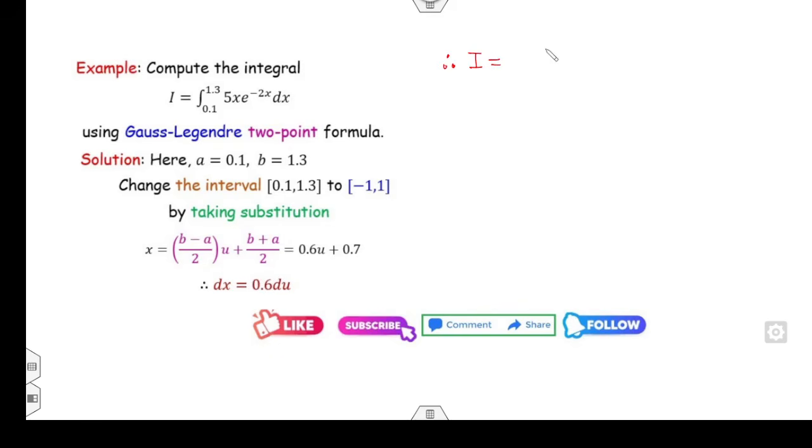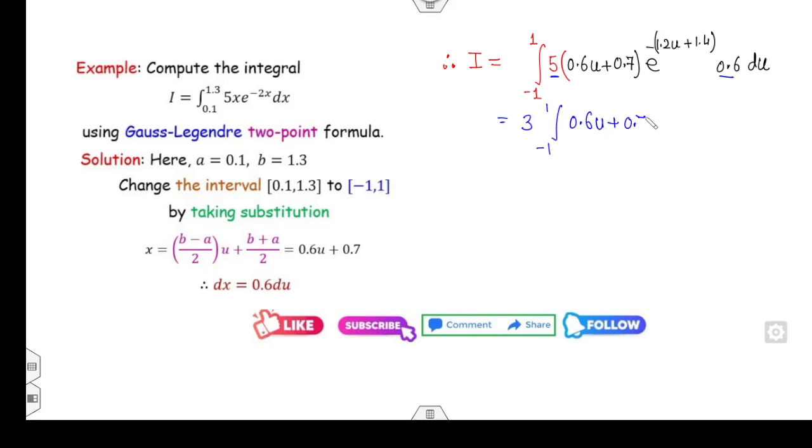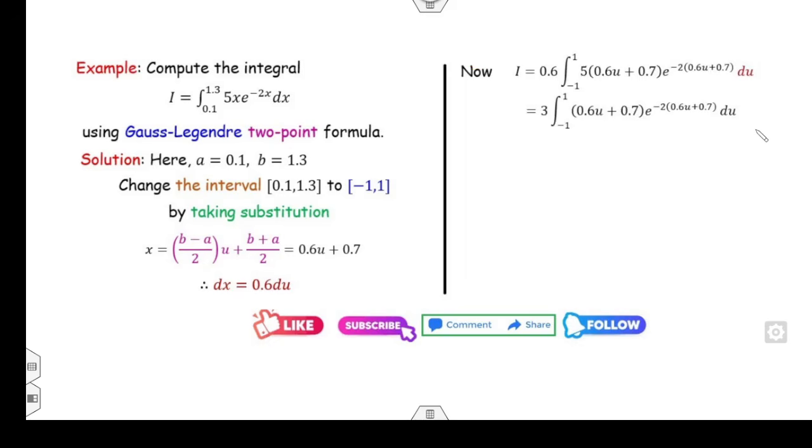Therefore, I will be the integral from -1 to +1 of 5x. What is the value of x? It is 0.6u plus 0.7. e raised to power minus 2x. If you multiply by 2, it's minus 1.2u minus 1.4, into 0.6 of du. Fine. So 5 into 0.6 is 3, integral from -1 to +1, (0.6u plus 0.7), e raised to power minus 1.2u minus 1.4. Fine. So that's the value of the I.